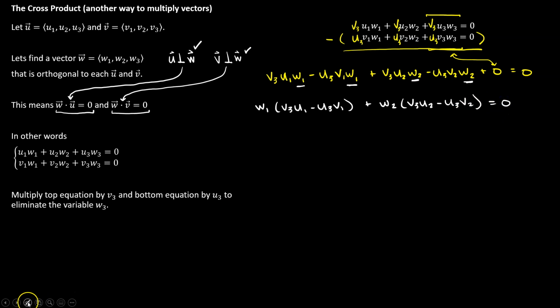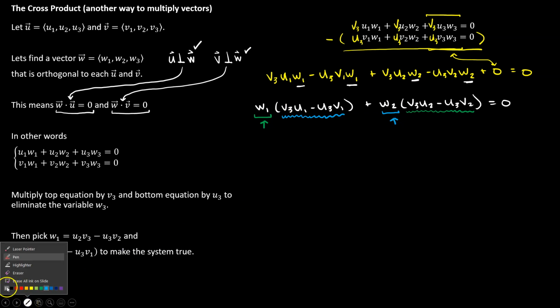And the reason why we want to do that is because it helps us to identify what we need to pick for W1 and what we need to pick for W2 for this equation to be equal to 0. Basically, what we need to do is pick W1 to be equal to the multiplier of W2. So we're going to pick this to be W1. We're going to plug it in right here. And we're going to do the same thing for W2. We're going to use the multiplier of W1. And we're going to plug it in right here.